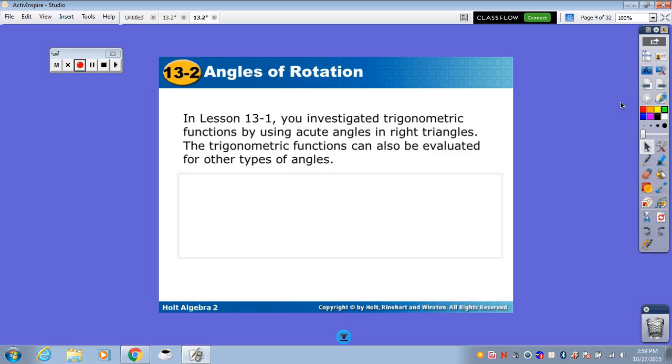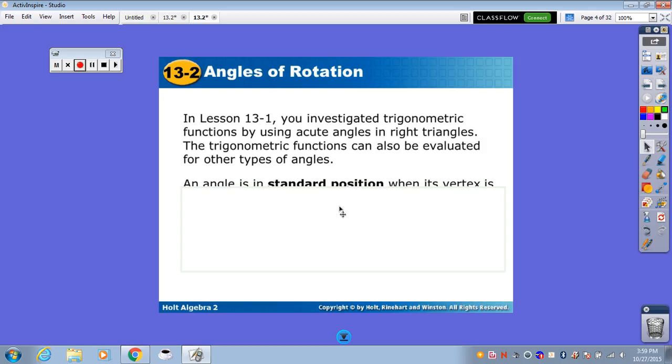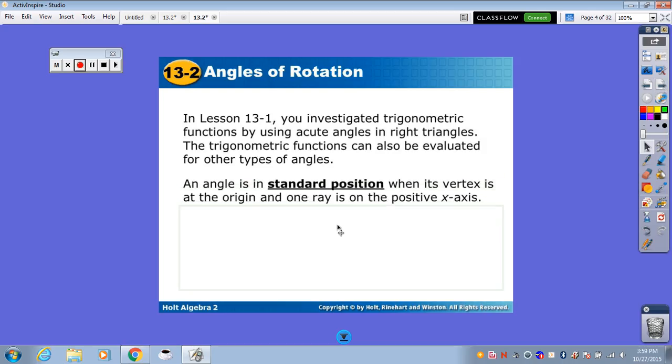Last class we talked about trigonometric functions using acute angles and right triangles, and we set up ratios related to that. Trigonometric functions can also be evaluated with other types of angles. There are a couple things we need to learn first. When we put an angle into a coordinate plane, we have what's called standard position when the vertex of that angle is at the origin, and one ray is along the positive x-axis, or on the right-hand side.